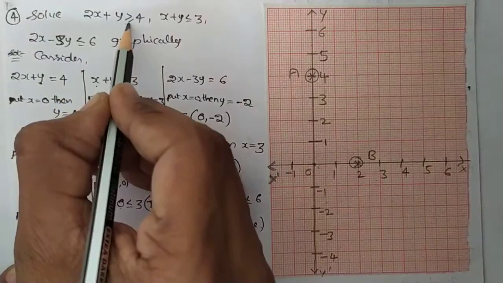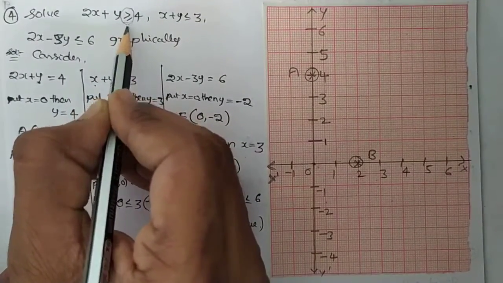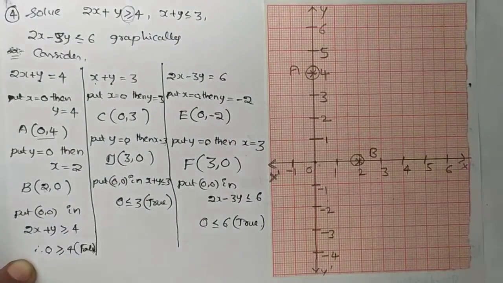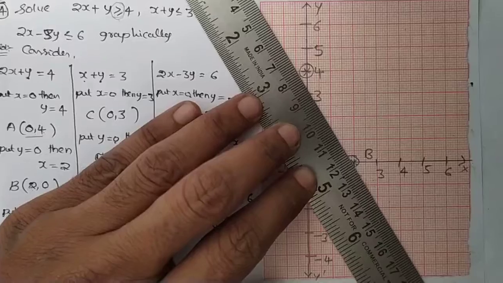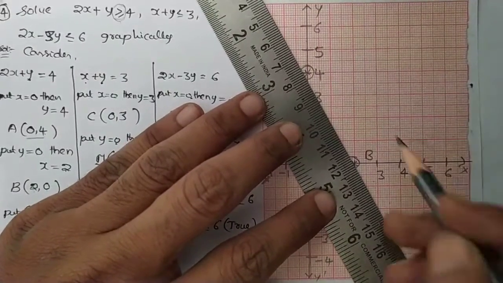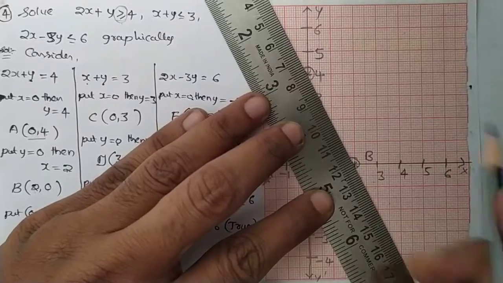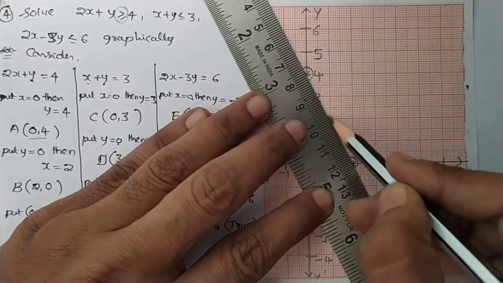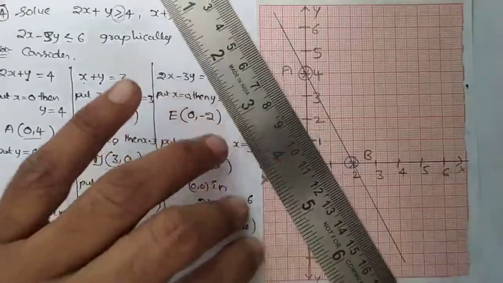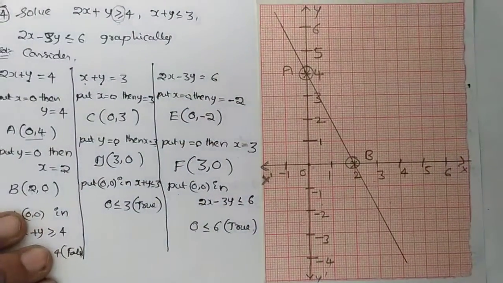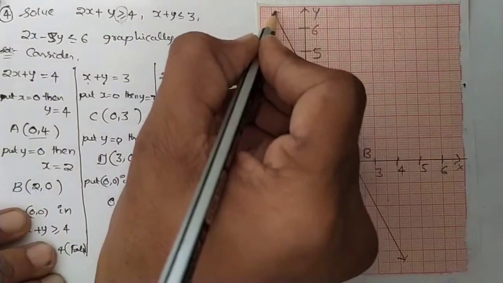Here the inequality is involving greater than or equal. If it is greater than or equal, we have to draw the line by the thick line. Join these 2 points by the thick line, like this. Now we joined these points by the thick line.